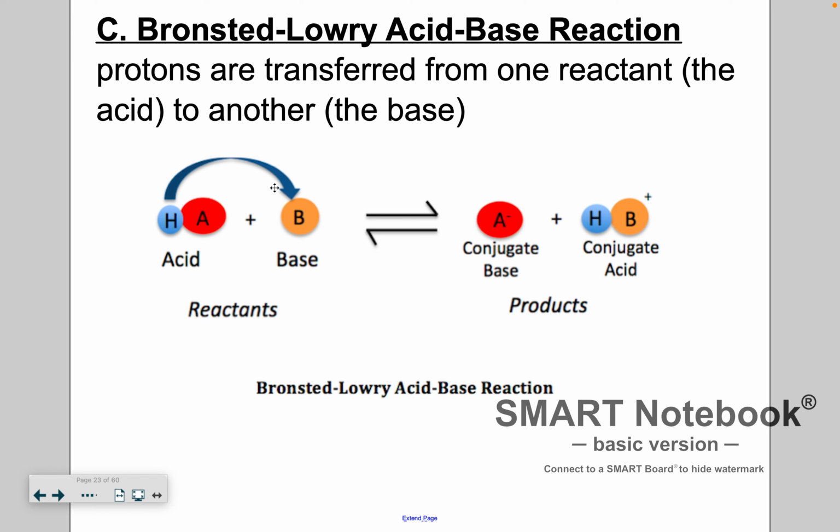We call these Bronsted-Lowry acid-base reactions, where protons are transferred from one reactant, which is the acid, to the other, which is the base. Here I have my acid with that proton, and it's going to donate that proton to the base. On the product side, I'm left with a conjugate base, and this is my conjugate acid. These are terms that we will discuss in a different lecture. But for your homework, you would say this proton is now part of the B, because I looked at the product side. So this is my acid, and this is my base.